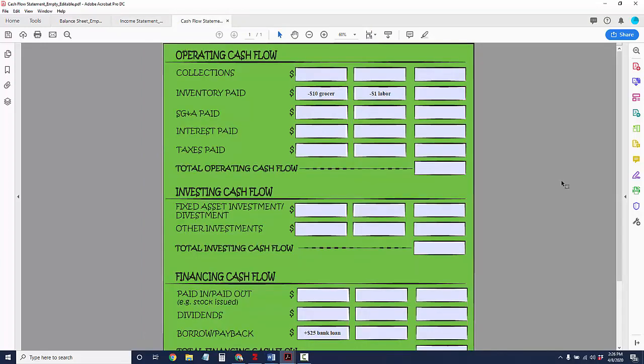Okay, so for the cash flow statement, we ask ourselves, did any cash come into or leave the business? Do we have any cash inflows or outflows? And in this case, yes, we sold 20 scoops at $1 each. Now, don't write $20 under collections because you only received cash for 10 scoops. So under collection, we would write plus $10 from sales in cash.